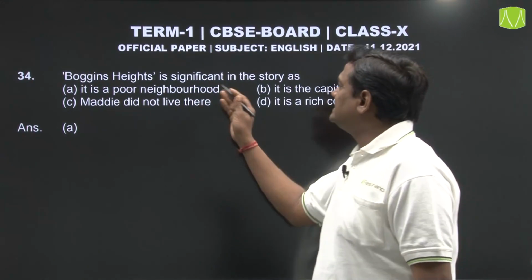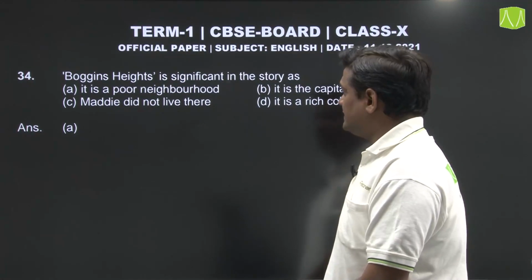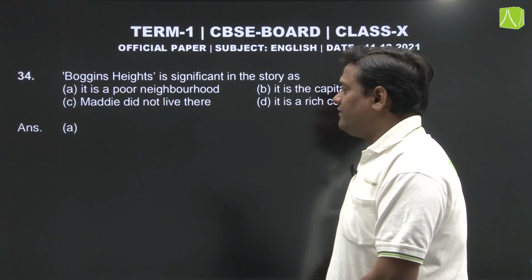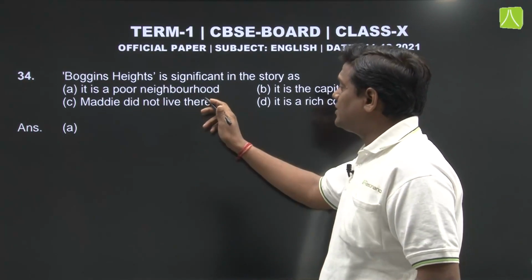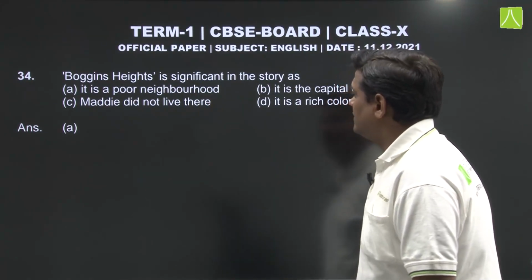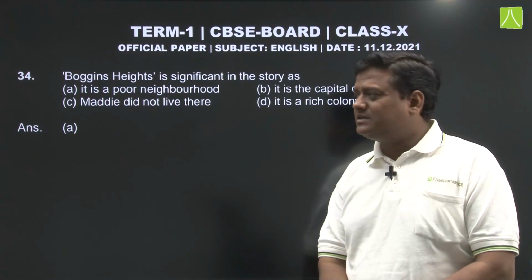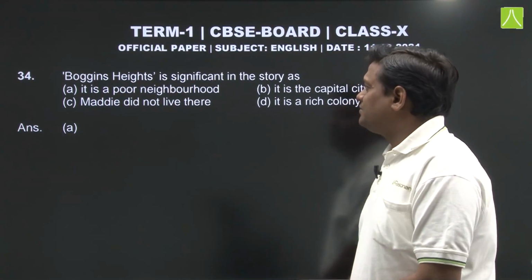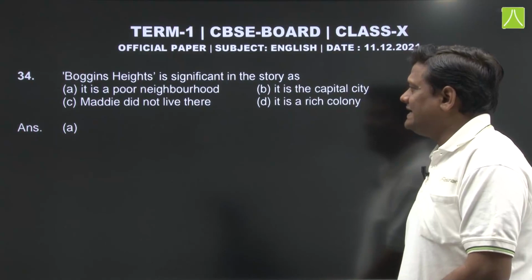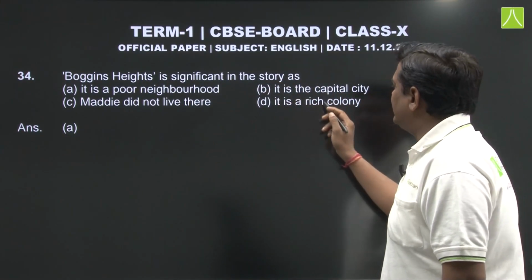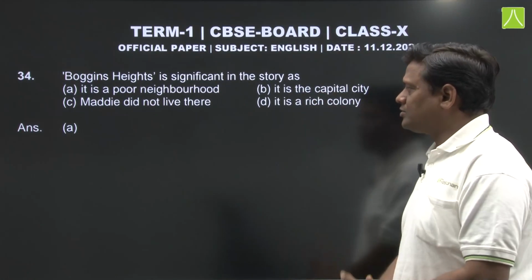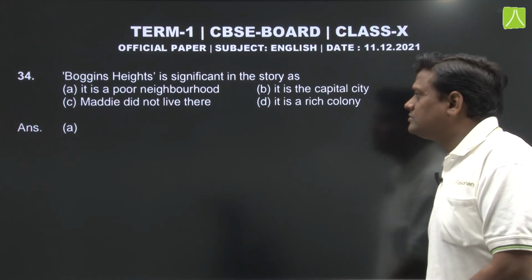Now Boggins Heights is significant in the story. Wanda used to live there, so it is a poor neighborhood. This is the answer. Boggins Heights was full of mud. It was not a posh area. So option A is correct. It is not the capital city. Maddie did not live there. It is not a rich colony. All 3 options B, C, D are wrong.